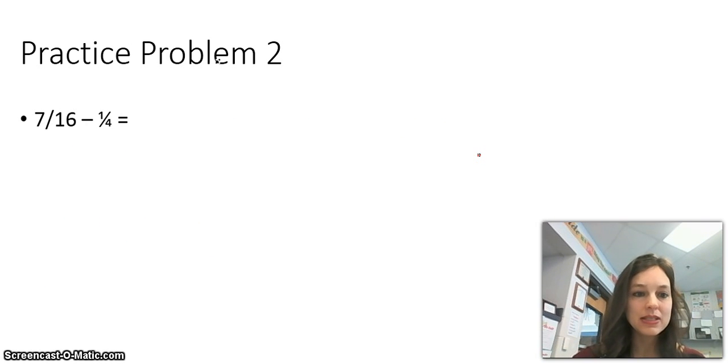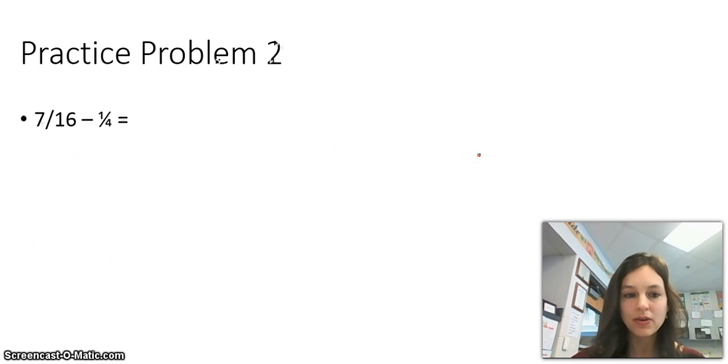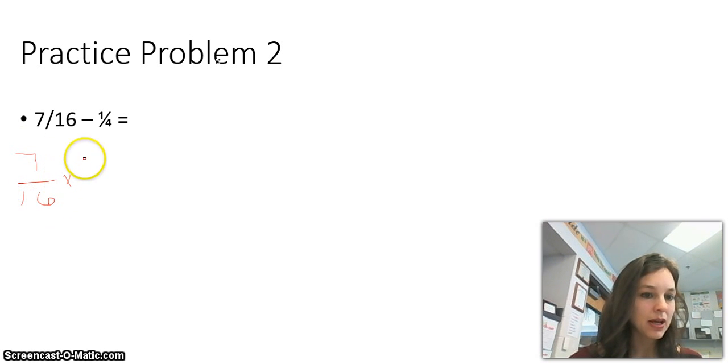Here we have 7/16. Oh, no, I wanted to subtract. Okay, so here I have 7/16 minus 1/4. So again, I'm going to multiply those denominators together. I'm going to take 7/16 and multiply that by 4/4. 7 times 4 is 28. And then 16 times 4 I'm going to have to figure out.